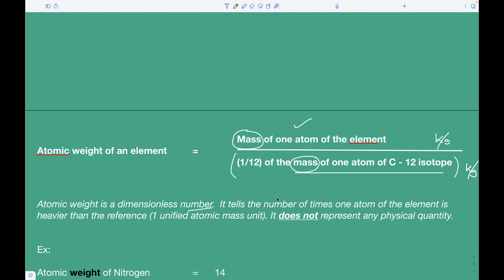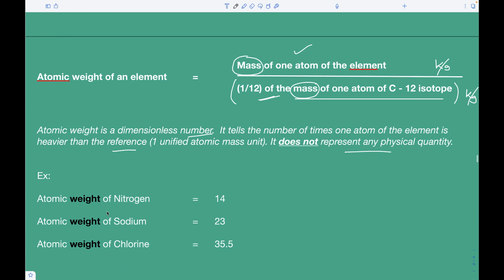Then what does it tell us? As we already discussed, it tells the number of times one atom of the element is heavier than the reference, and this is our latest reference. And remember, numbers do not represent any physical quantity.